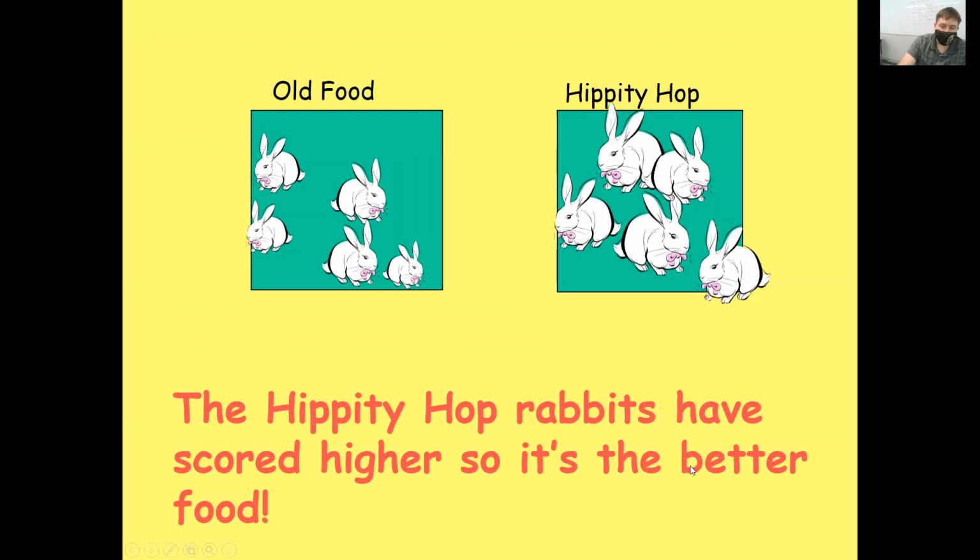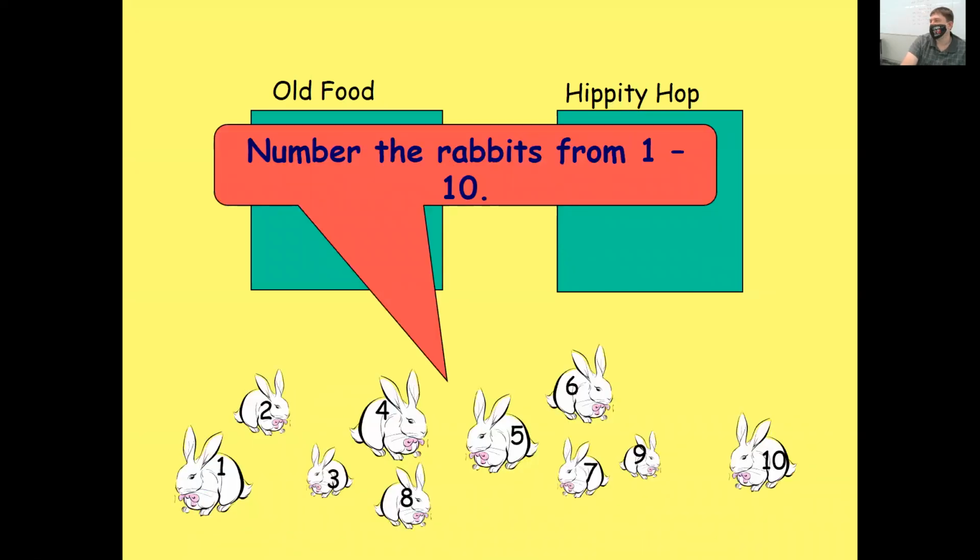So hippity hop rabbits are scored higher because it's better food. So it's true. No, Matthew's right. I just put all the big fat ones in mine. So we want to make sure that we find a way to randomize this. There's different ways to do it. I chose the hat method because it's easiest to illustrate. You guys could use a random number generator, whatever.